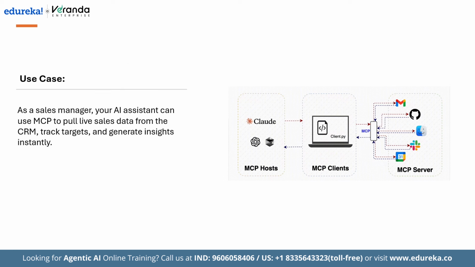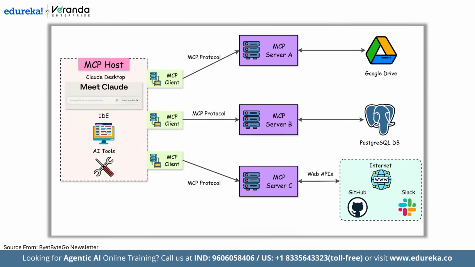So let's say you're a sales manager. Your AI assistant uses MCP to fetch live sales numbers from your company's CRM, checks targets, and generates insights instantly. So let's have a look at the real-world example. Anthropic's Claude models already use MCP to connect to APIs, databases, or even Google Sheets, allowing them to pull live information rather than relying only on past training data. It's what turns an AI model into a context-aware decision maker.